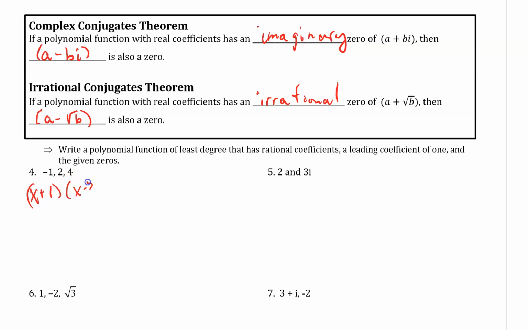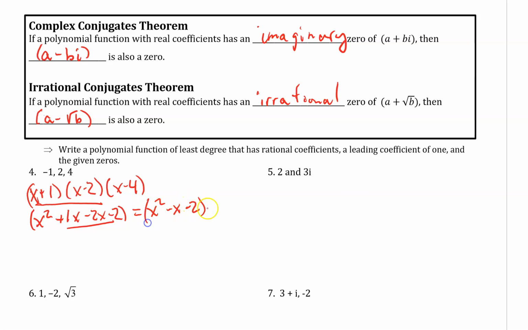Similarly, x minus 2 equals 0, x minus 4 equals 0. So we have three binomials. We'll put two of them together first. x squared plus 1x minus 2x minus 2. So we'll combine like terms of the x. So it becomes x squared minus x minus 2. Then we're going to multiply that by our third binomial.